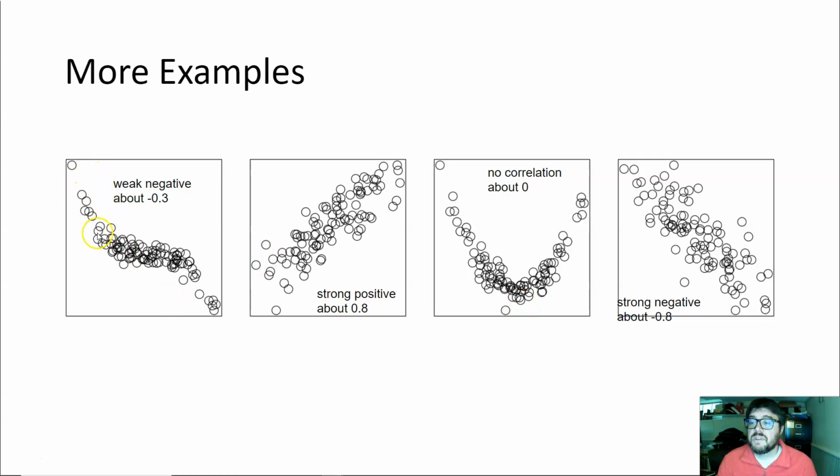So here's a weak negative correlation. This is a nonlinear relationship, but it still has approximately line-like shape, so negative 0.3. Strong positive 0.8, so we have r squared of 0.64. No correlation again, the U shape here, because the best fit with a straight line is about a horizontal line. And here's a strong negative, so it's the same strength as this one, but it's negative, so it's negative 0.8. So this would have the same coefficient of determination, about 0.64.